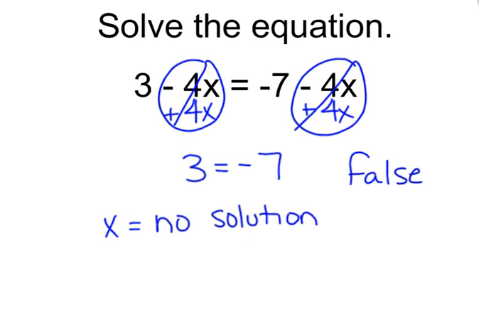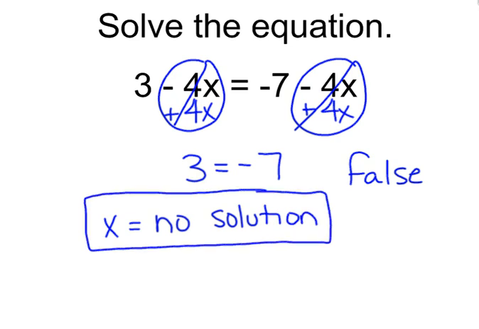So even though I got a false statement, I can still write x equals no solution as my actual answer. So again, that just means there's no possible number we could plug in for x and have the equation be balanced on both sides.